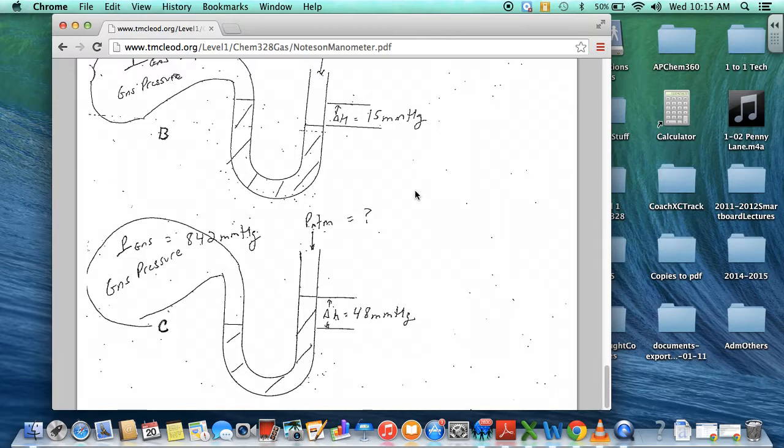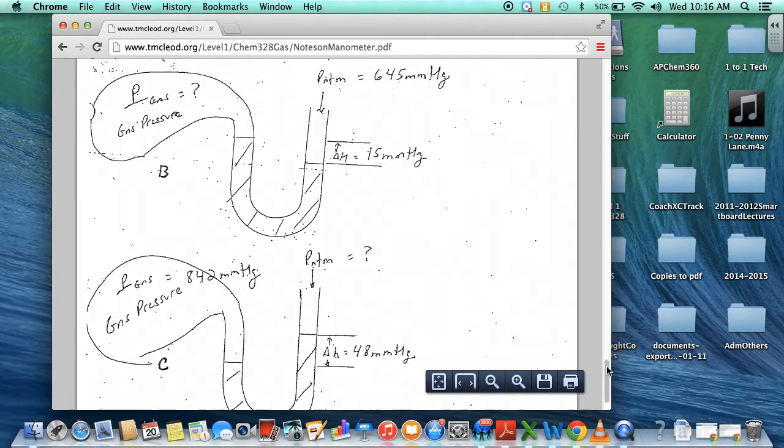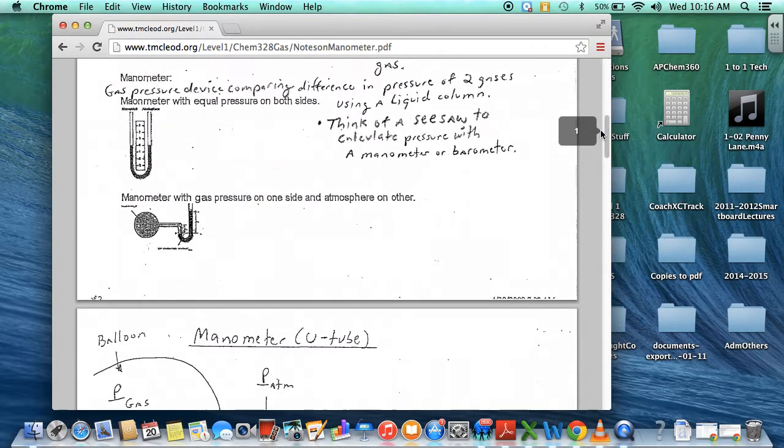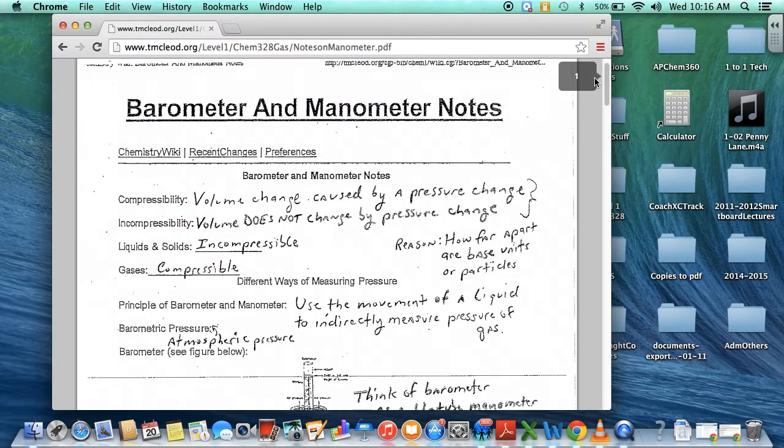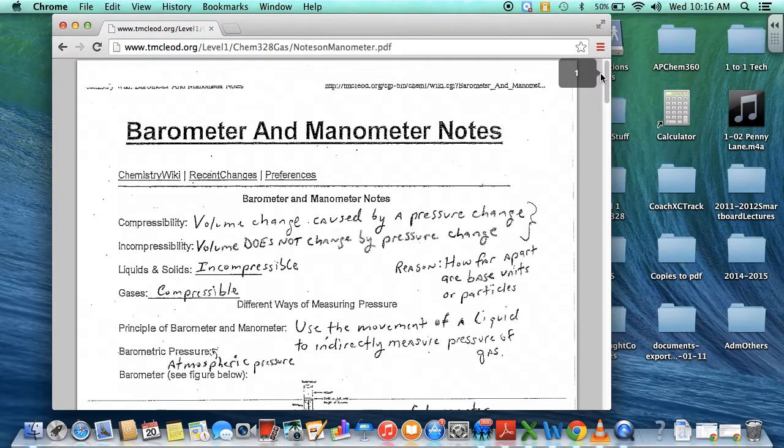So that's a way in which you can figure out one gas pressure compared to another gas pressure using a U-tube manometer. And that's usually the types of calculations that people ask you for. Now, of course, these manometers and barometers are still being used in industry for measuring gas pressure. They're digital ones now, but a lot of times the manometer is still used.